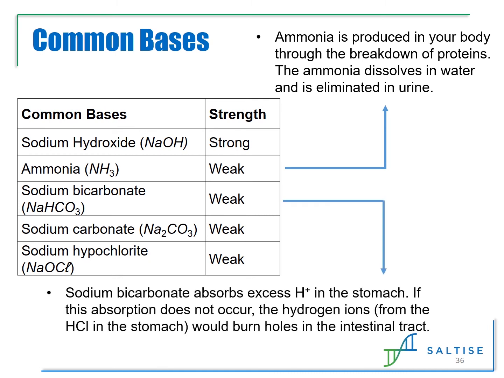Sodium bicarbonate is another example of a weak base. It absorbs excess hydrogen ions in the stomach contents as the hydrogen ions move into the small intestine. If this absorption does not occur, the hydrogen ions from the hydrochloric acid in the stomach would burn holes in the intestinal tract.